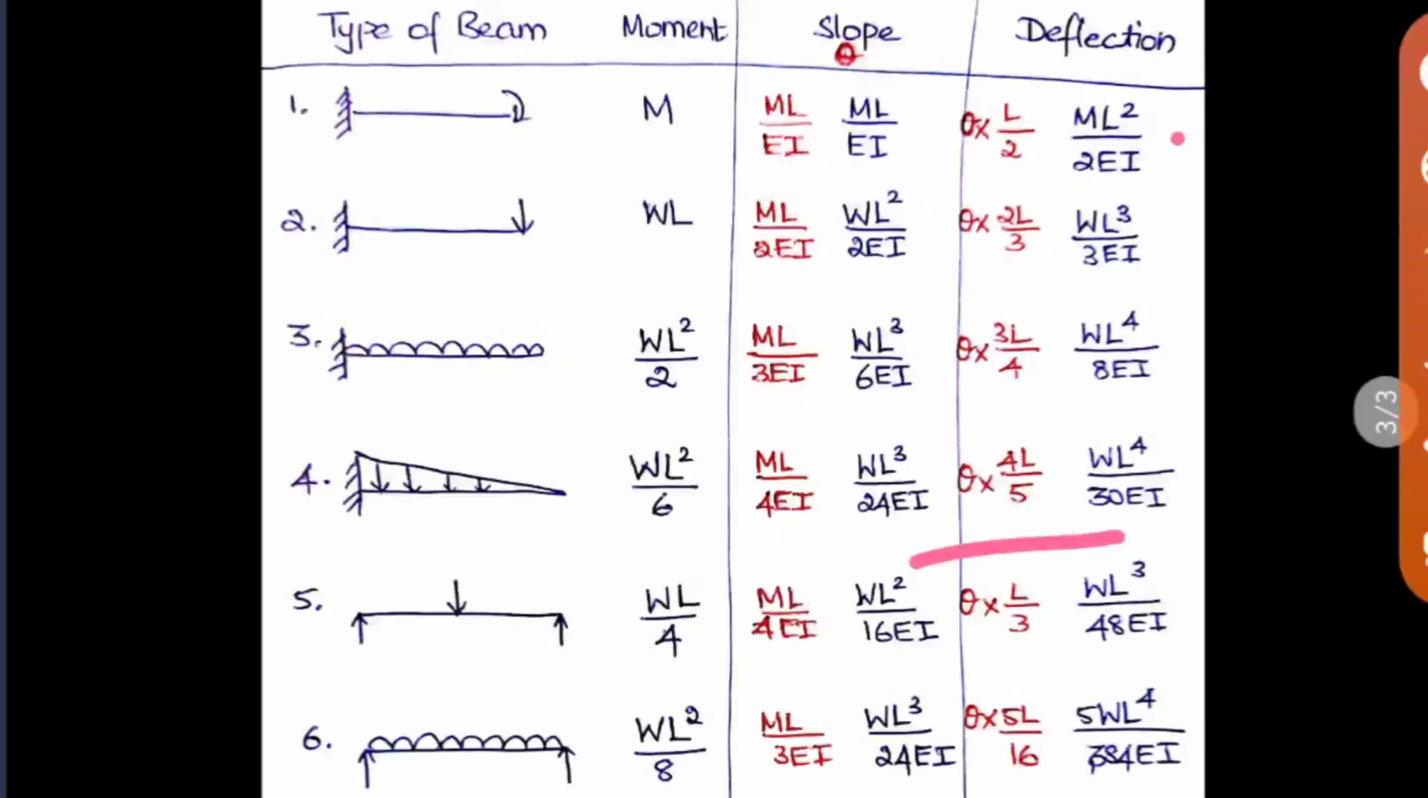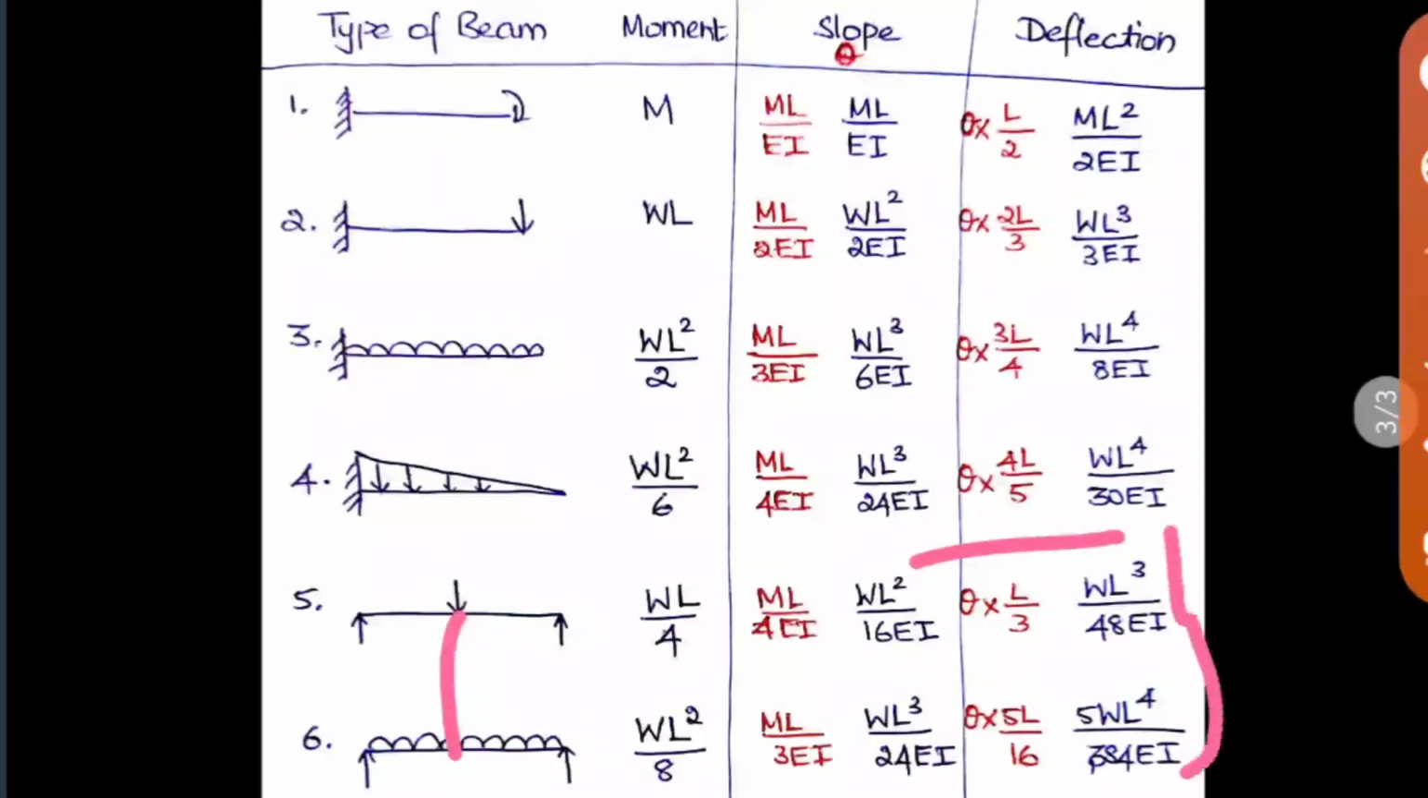So this is all about the deflection formula, and to be noted here, the deflection is maximum at the free end, not at the supports, because in the cantilever beam the deflection will be maximum at the free end. These values are for the free end only, and for the last two cases the deflection is at the middle, not at the ends.